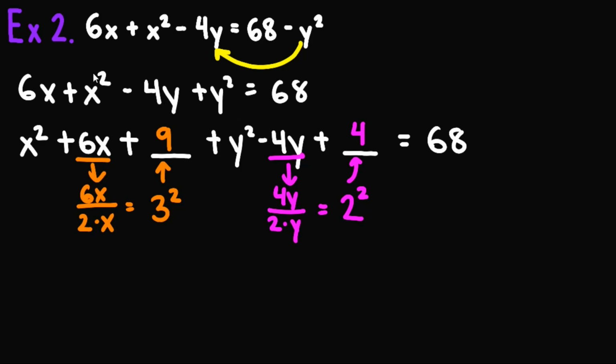And since we add 9 and 4 out here, we do the same for the right side. So plus 9 and plus 4. There. After this, we then let's remove this first.